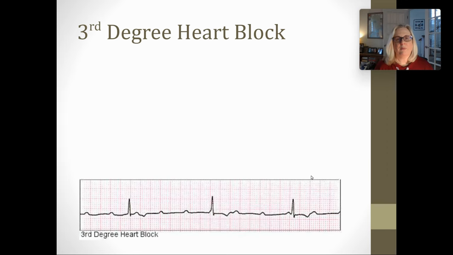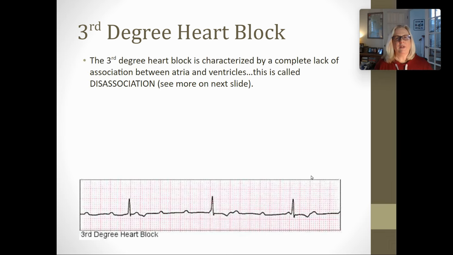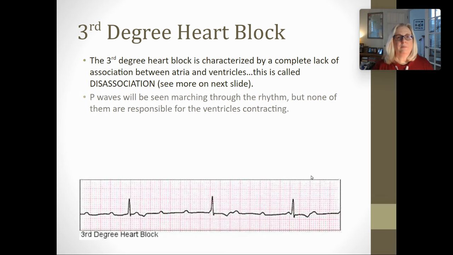Pretty identifiable. Okay, now we get into third degree heart block. This is sometimes difficult to figure out what you're looking at. I even still have to look at it and ask, is that a third degree heart block? I really can't tell. So this is when there's a total disassociation between the atria and the ventricle. There's a complete block here. This one is not talking to this one. There's complete blockage there.